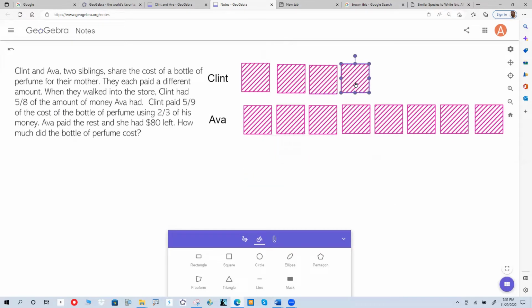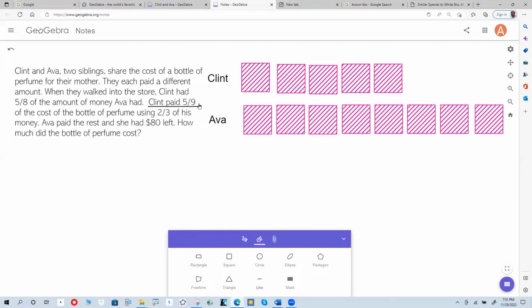It is a tedious problem, okay? And we have to be patient. So this is what they walked into the store with. Ava's money had 8 equal parts, and Clint's money had 5 equal parts. Now the catch is this line.